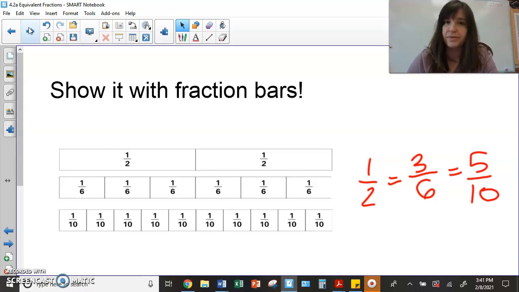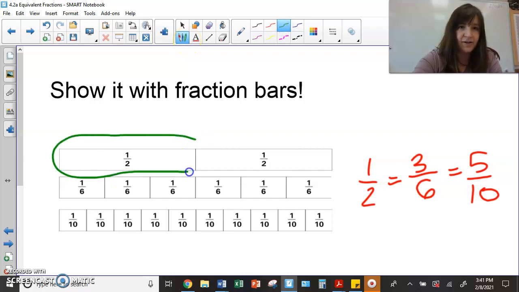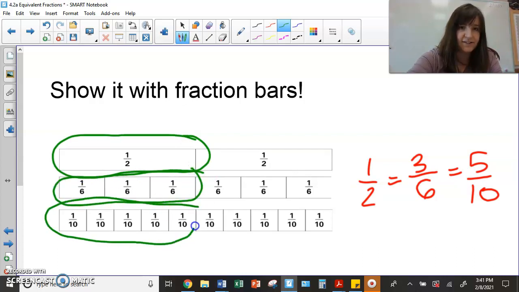We're going to start by showing it with fraction bars. So these are fraction bars. And my statement over here says that 1/2 is equal to 3/6, which is also equal to 5/10. So I see right here that I have 1/2, which is equal to 3 of these 6, which is equal to 5 of these tenths. So I'm showing right here what I'm saying over here.